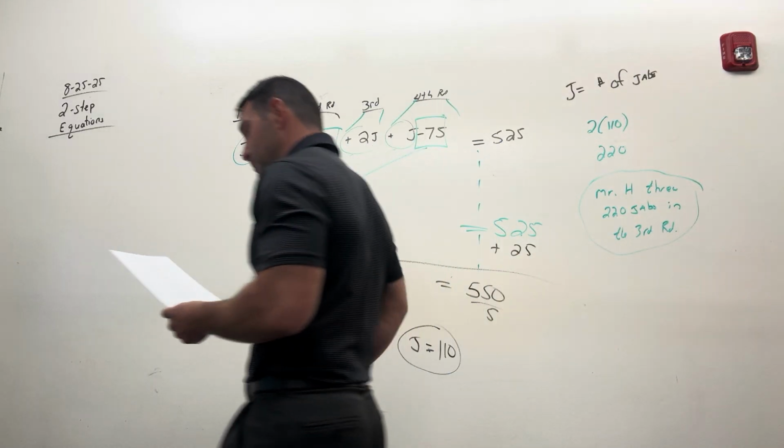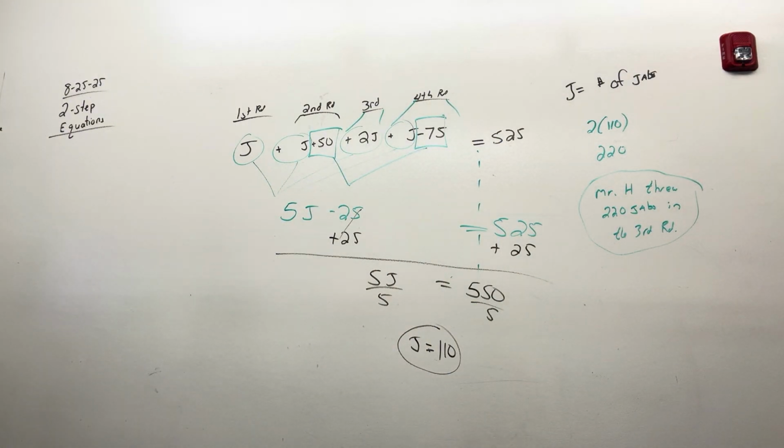Number 15, V equals 16. Number 17, X equals 0. A little bit tricky. Okay, you have to divide by negative 15. 0 divided by anything is going to be 0.